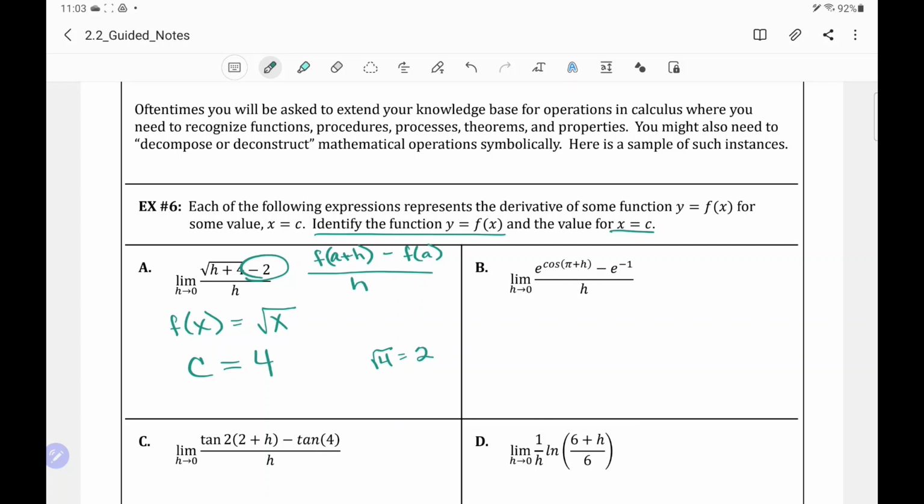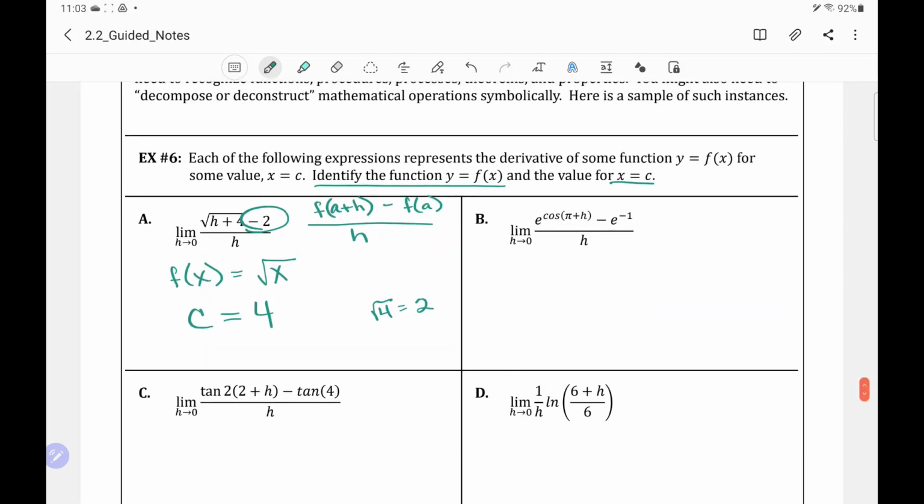Okay, let's try another one. This one might be a little harder because you might not remember the functions with e. This is e to the power of cosine of pi plus h minus e to the negative 1. Well, the strange thing is, somehow we know that they got a negative 1 here, but originally there had to have been a cosine because these two things have to match in some way.